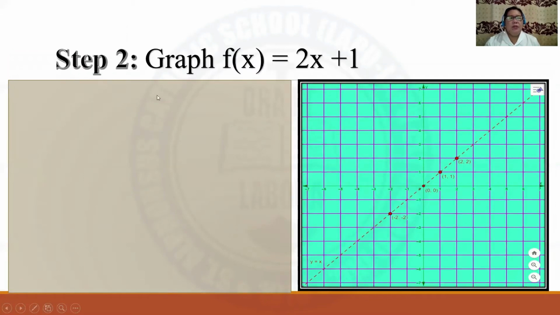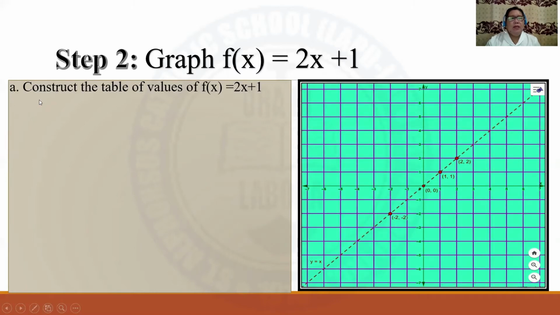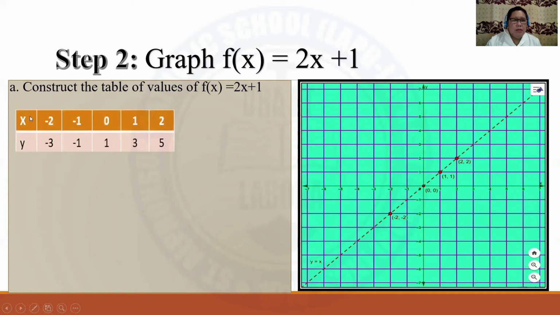For step 2, you have to graph the function f of x is equal to 2x plus 1. Under this, you have to construct the table of values of the given function. So, the values of x are negative 2, negative 1, 0, 1, and 2. And the values of y, we have negative 3, negative 1, 1, 3, and 5.